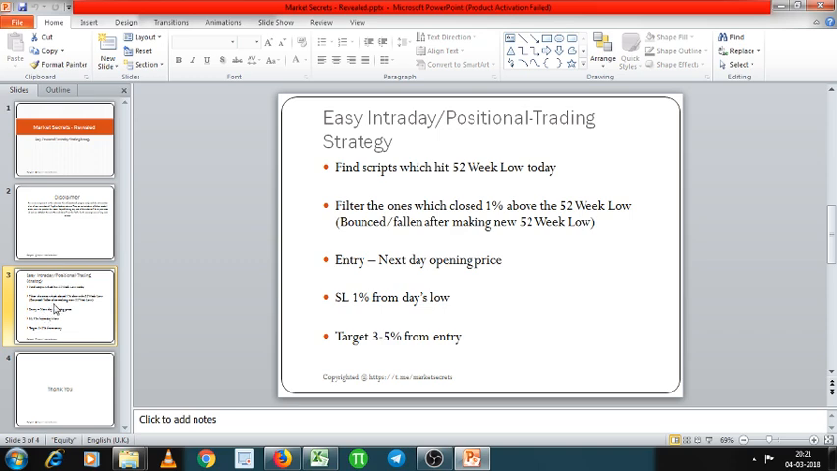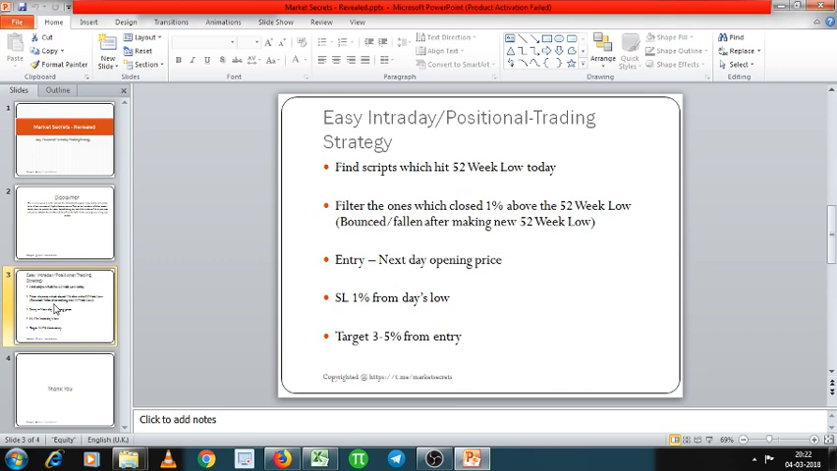Generally speaking, you should go for positional longs in those scripts. When you go for positional longs, your target will be 3 to 5% from the entry level. Entry level, we'll talk about at a later point. So if you trade such stocks, it should be a positional trade, and your target will be 3 to 5% from your entry level. Your stop loss should be 1% from the day's low. It is as simple as that. It is purely a positional trading strategy.